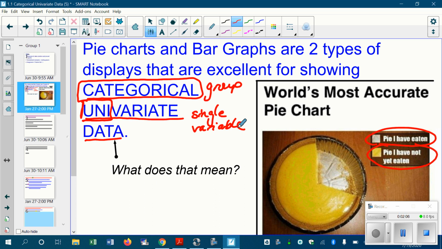Now, I am emphasizing this because sometimes people will try to make pie charts and bar graphs when they do not have this kind of data. And the technology might try to guess what you want, but that doesn't mean it's right. So this is why we take a statistics class, because the world is full of examples of adults who do not understand this.